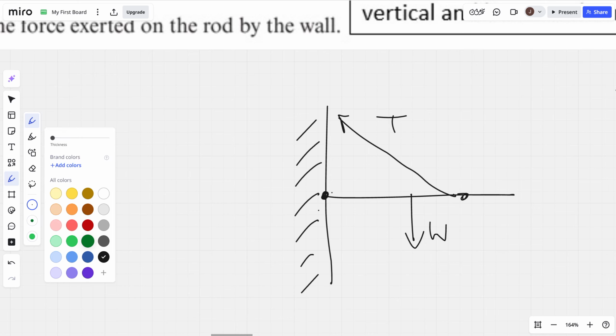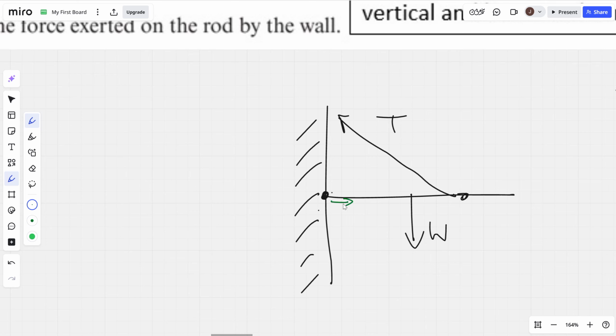But it's more than that. We're not going to just do a normal reaction. Because it says a hinge, we're going to say that there's a horizontal and a vertical component. So you can call these X and Y or whatever letters you like. But there's four main things going on in this question.